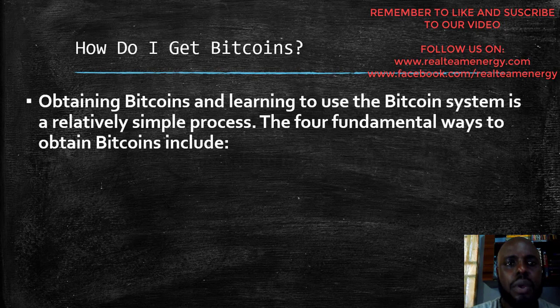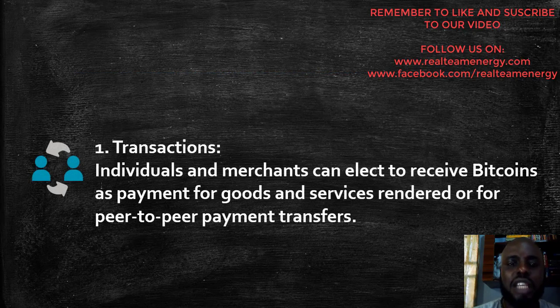Okay, now, how do I get Bitcoin? Obtaining and learning to use the Bitcoin system is a relatively simple process. The four fundamental ways to obtain Bitcoin include: one, transaction. Individuals and merchants can elect to receive Bitcoin as payment for goods and services rendered, or for peer-to-peer payment transfer.